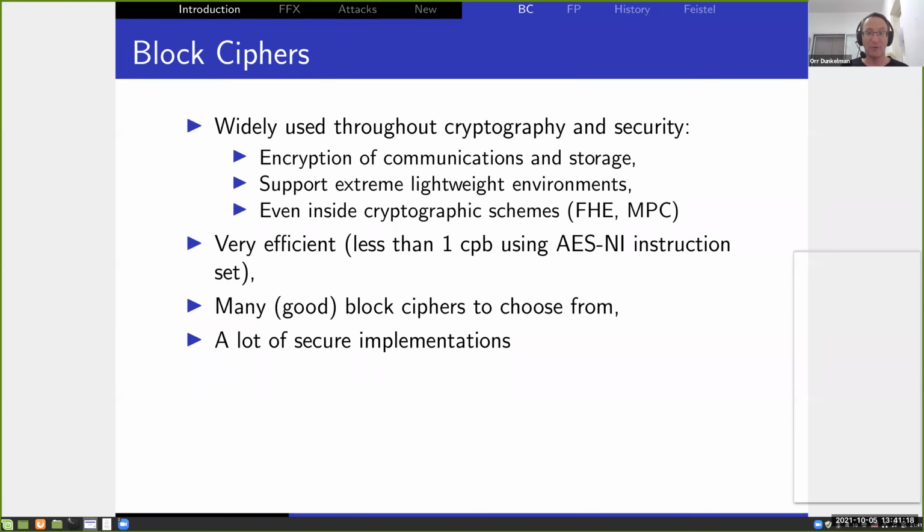And block ciphers are very, very efficient. If you have the AES-NI instruction set or equivalents, depending on your platform, of course, it can take less than 1 cycle per byte. Now, think of the penalty for having a cache miss from your RAM: it takes more time to bring the page from RAM into the level 1 cache than it takes to decrypt it. So it is very efficient, and there are many good block ciphers to choose from. AES, if you need that, or PRESENT, or many good ones, and there are even many secure implementations.